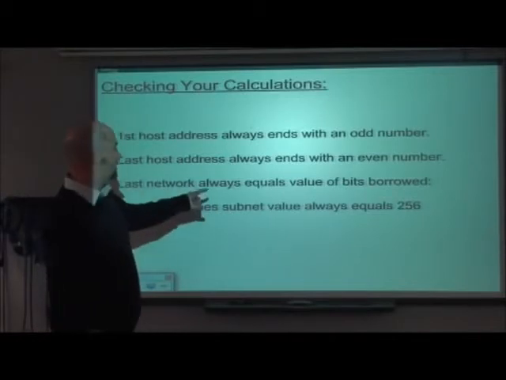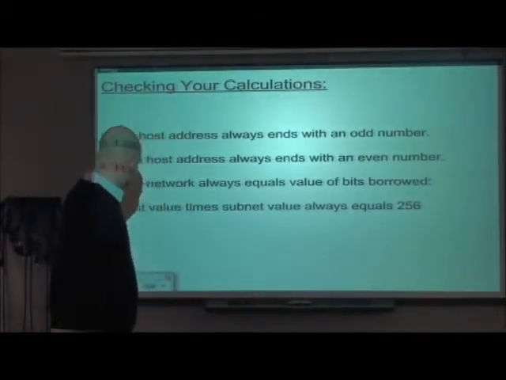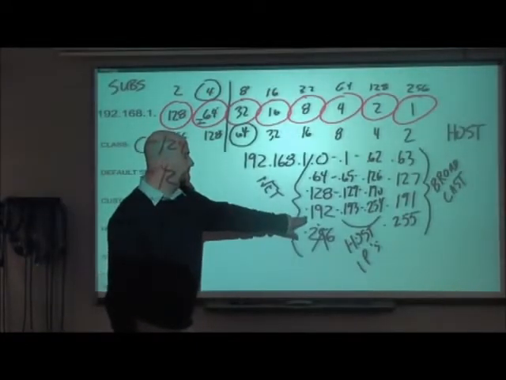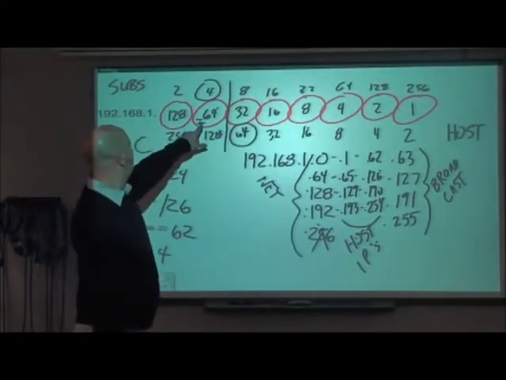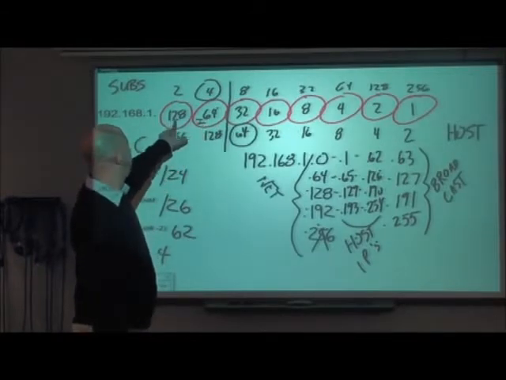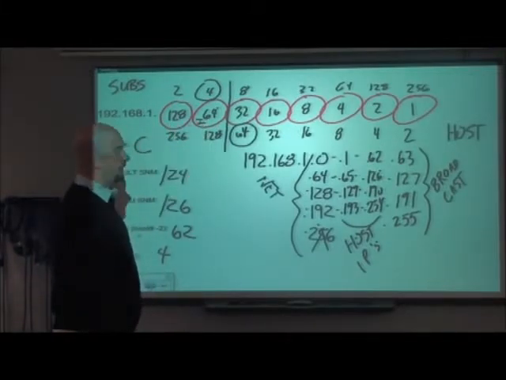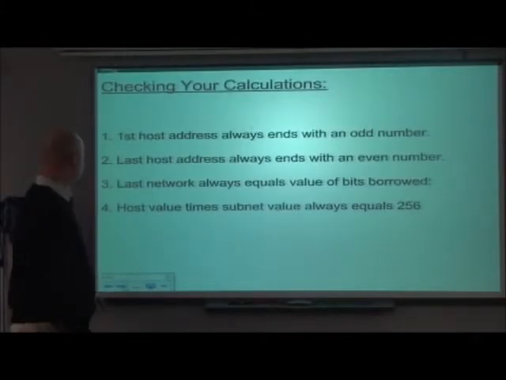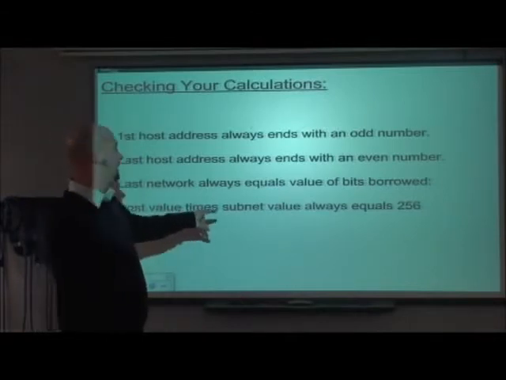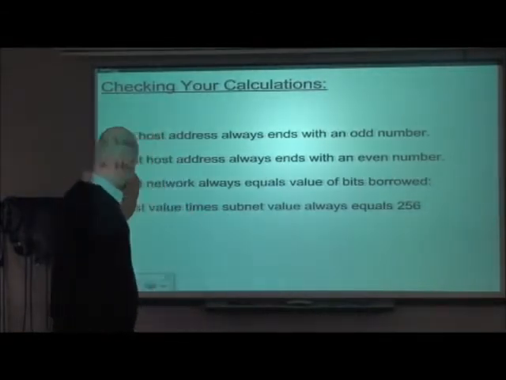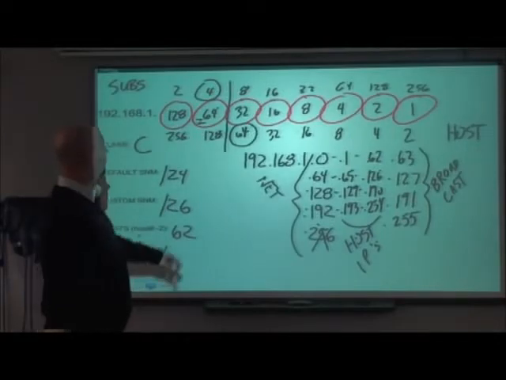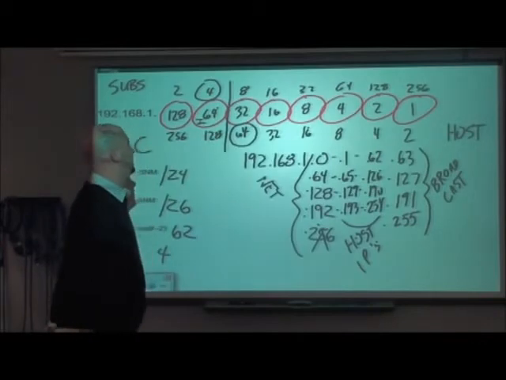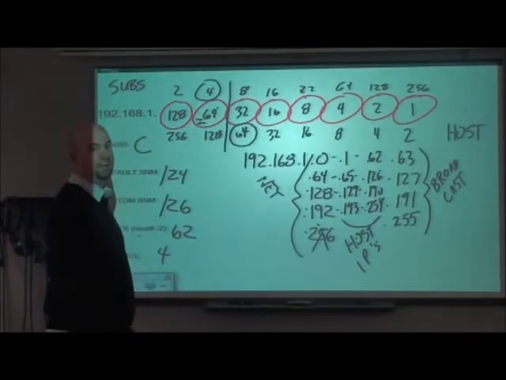The last network always equals the value of bits borrowed. Take a look at our last network address here, .192. The bits borrowed, bit 128 and bit 64. If you add them together, it equals 192. And last, host value times subnet value always equals 256. Our host value, which was 64, and our subnet value, which was 4, times them together, and you'll equal 256.